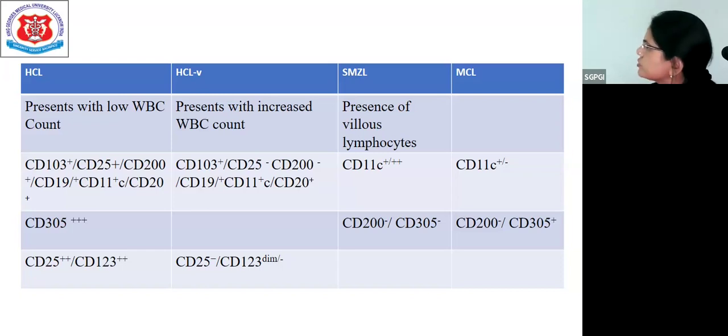Now, splenic marginal zone lymphoma can also have the villous lymphocytes. These are also CD11c positive, but CD200 is negative here, and CD305 is also negative, whereas CD200 was very brightly expressed in the cases of hairy cell leukemia.